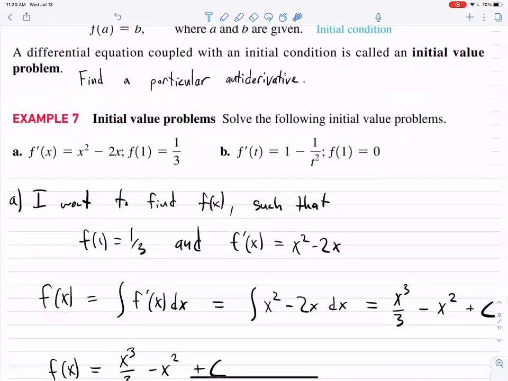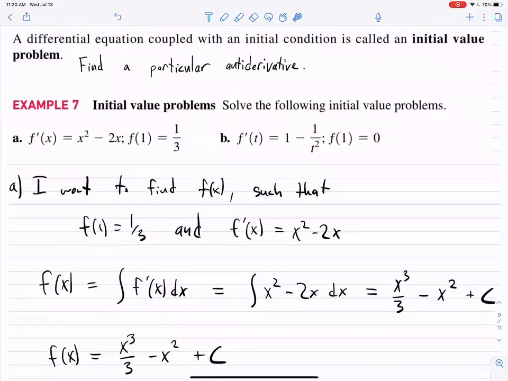So little f of x is going to be the antiderivative of f prime of x, which f prime of x is x squared minus 2x. So we take the antiderivative of that. But that one, using the power rule, is x cubed over 3 minus x squared plus c. So this is the general antiderivative of that function, but we want the particular one that passes through that point.